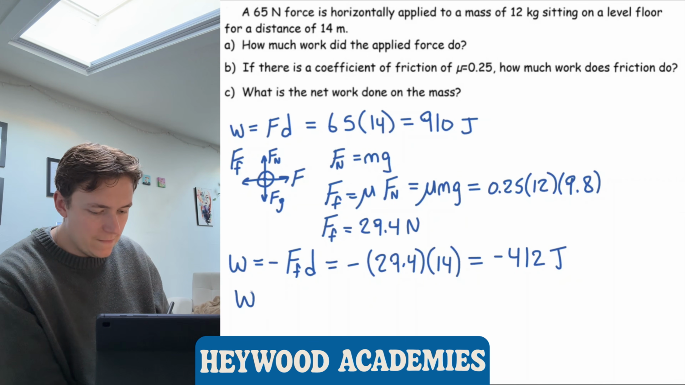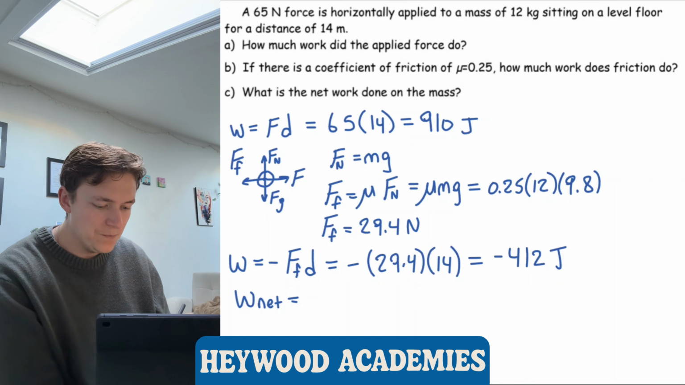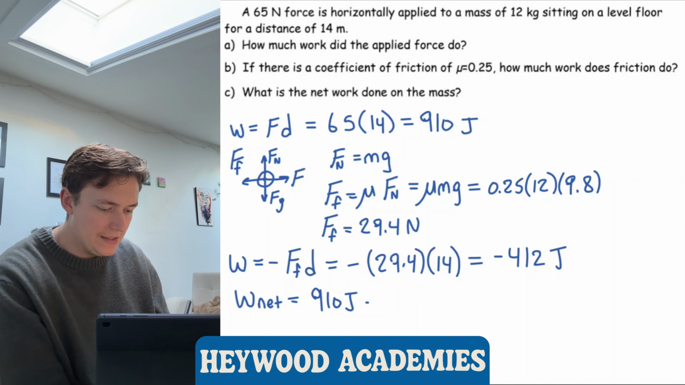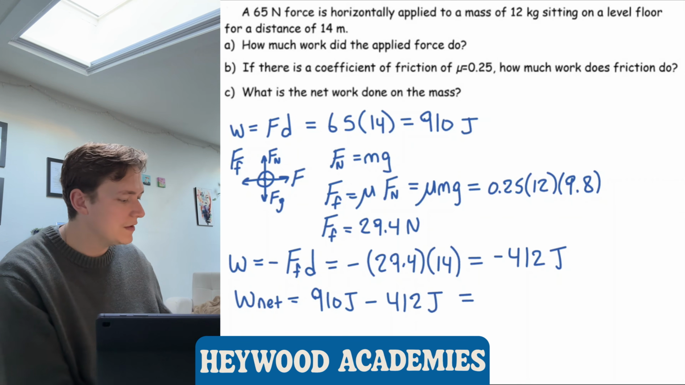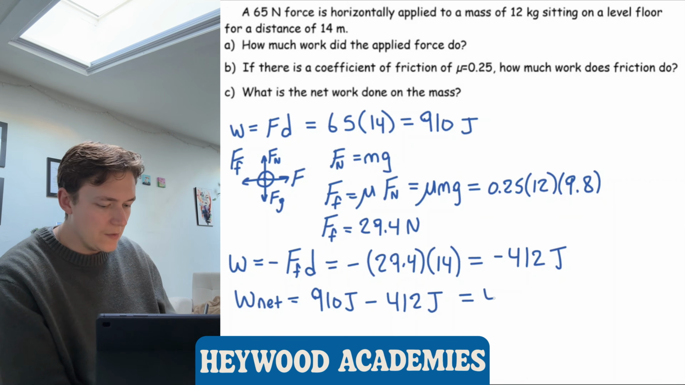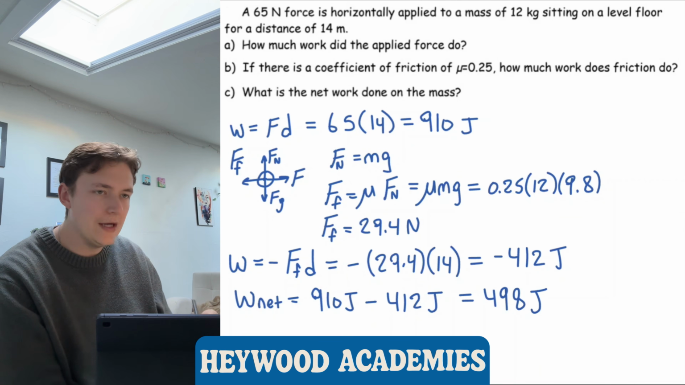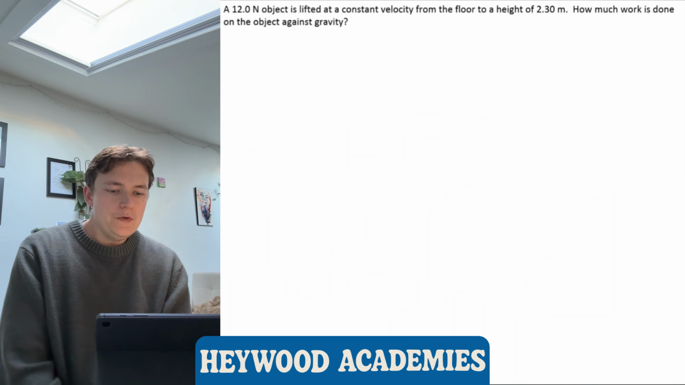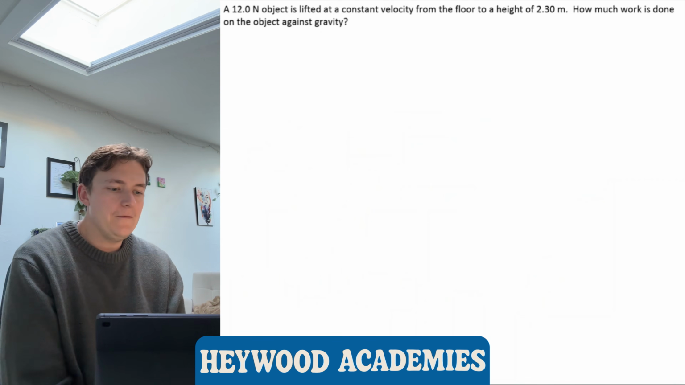Now, when they're talking about the net force, anytime you hear the word net, that just means that you got to add up everything. So that's going to be the work done by the applied force, positive, plus the work done by friction, which is a negative value. So we're going to end up subtracting those two numbers. So it's just going to be 910 minus 412. So you can think of it as like we added 910 joules from that applied force, but the friction force took 412 joules away.